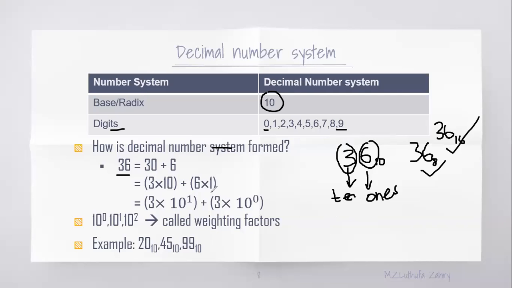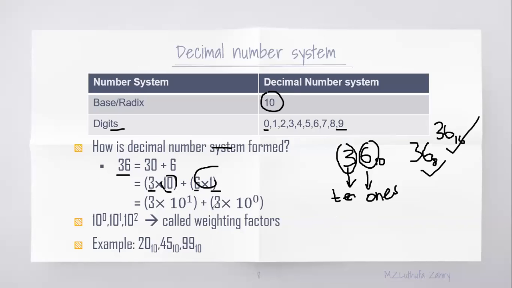So that is how it is formed. There are 3 tens, like 3 into 10, and 6 ones. So all this will be 30 and this will be 6. We add it together. That is how 36 is formed in the decimal number system, right?